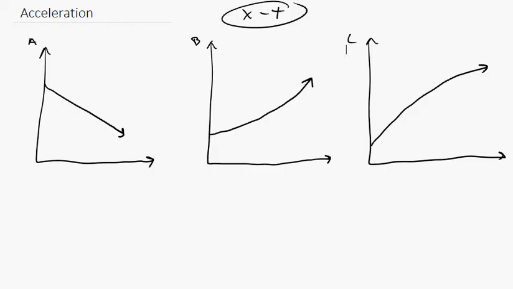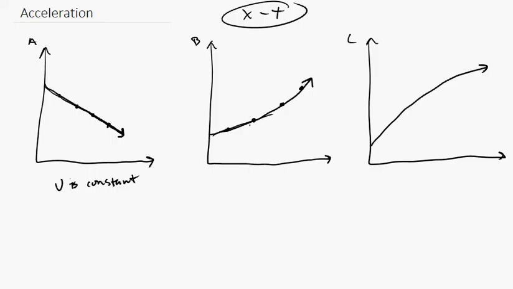Okay, so looking at graph A, we have someone going backwards here. That's what going down means. If you check the slope at any one of those points, though, it's all the same slope, right? And so here the velocity is constant. Yes, we're going backwards, but we aren't going backwards any faster or slower than before.